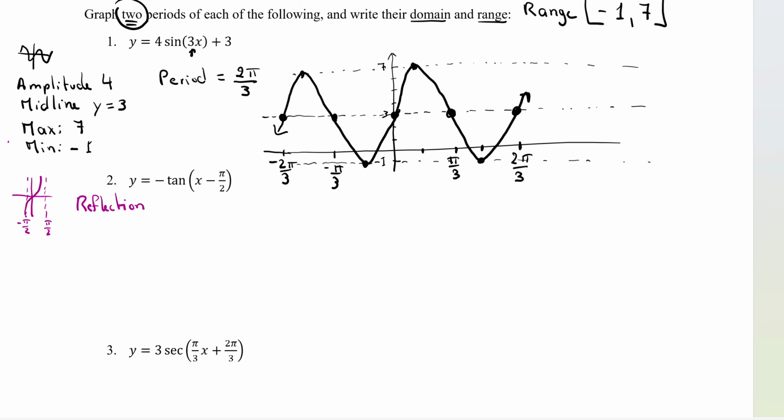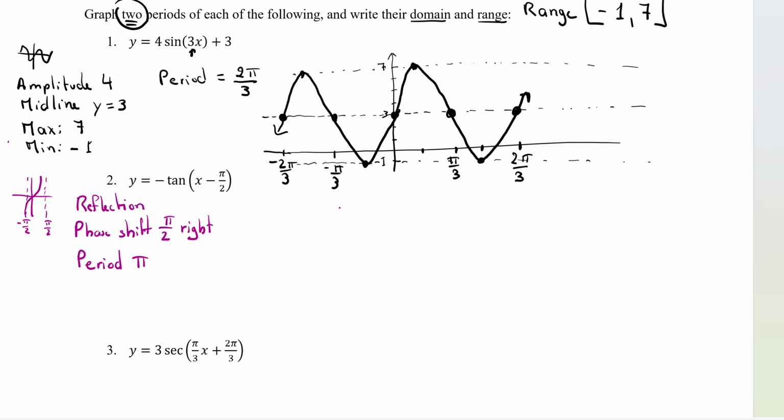So instead of increasing everywhere, my function is going to have to decrease. And then I have a phase shift, pi over 2 to the right. And that's all I have, right? The period hasn't changed, so the period is going to stay pi as the parent function. And we don't have any vertical stretch and no midline change.